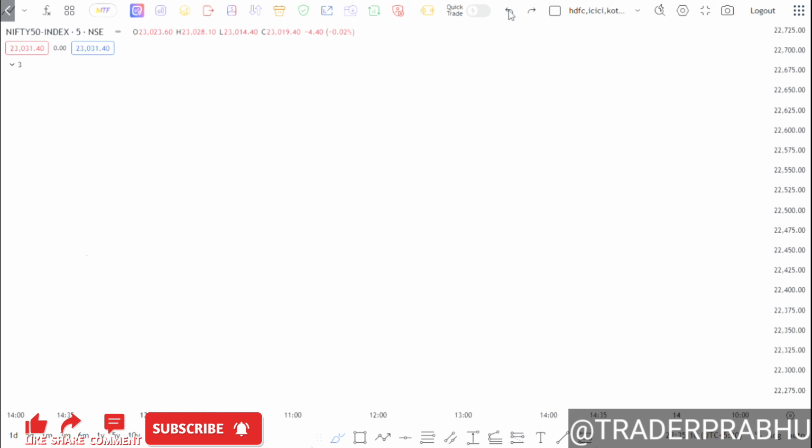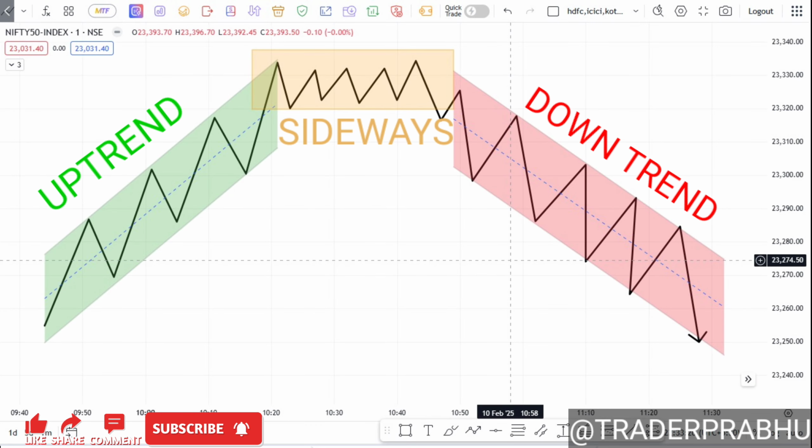So the summary is, remember, market structure is like a road trip. It moves up, down or sideways. Identify trends before making a trade. Follow the structure. Don't fight it.